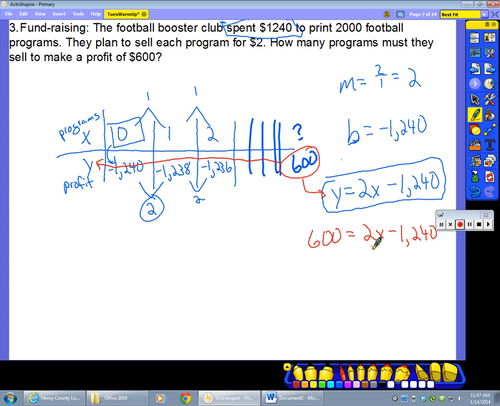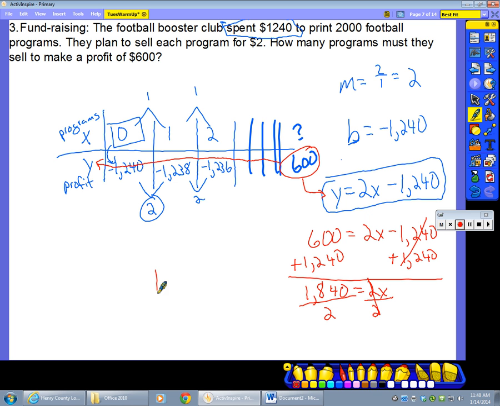Pretty much any 7th grader would be able to solve this. They would add 1,240 to both sides. 0 and 0 is 0, 4 and 0 is 4. There we go. 6 and 2 is 8, and 1 and nothing is 1. Equals 2x. And then I want to get x by itself, so I divide this side by 2 and divide this side by 2.